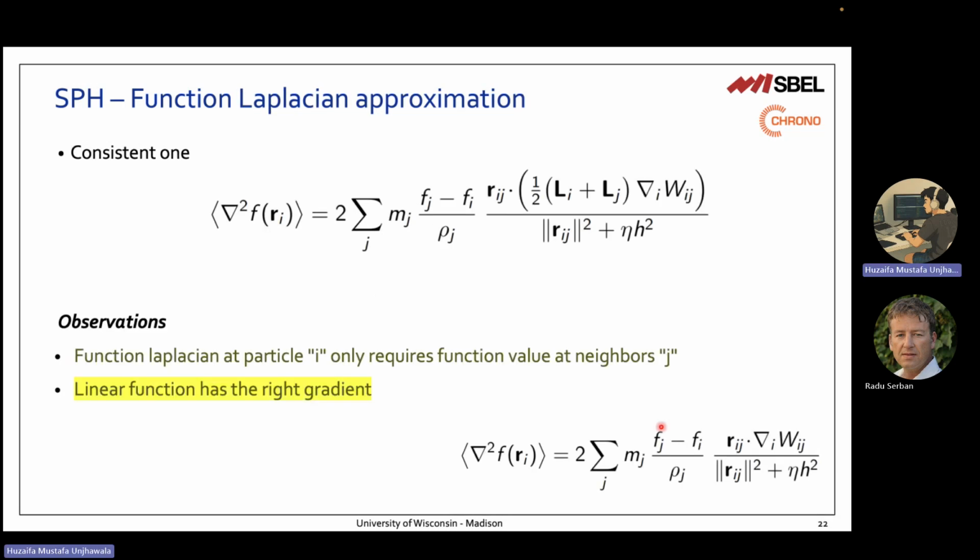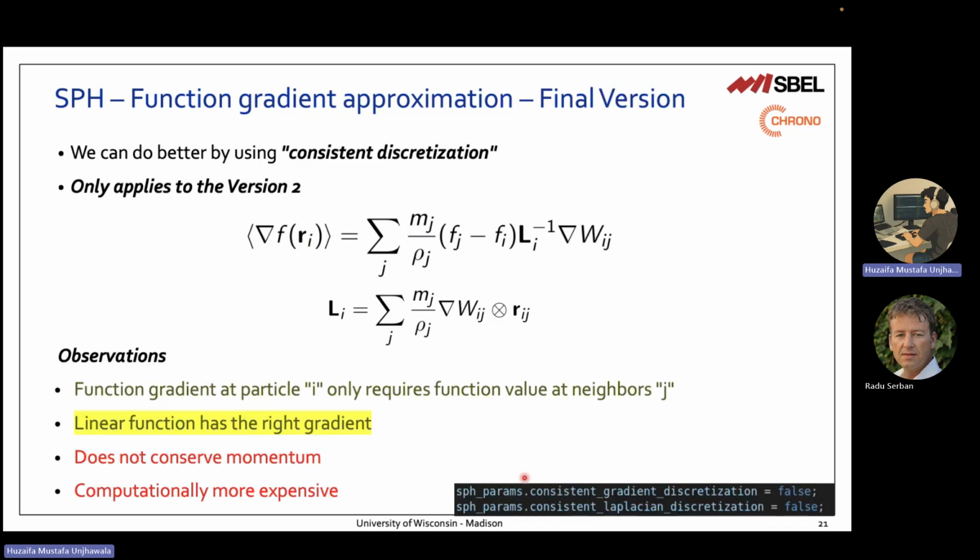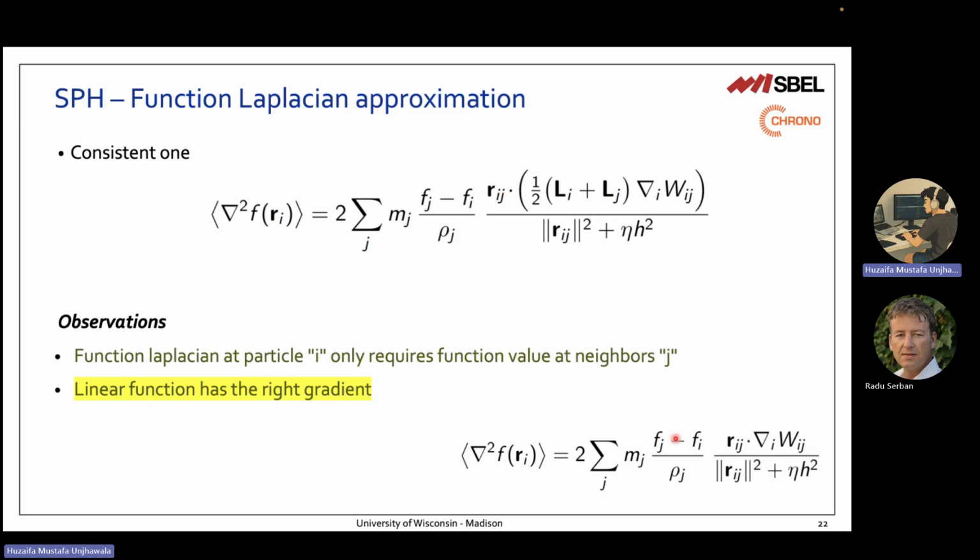Same story for the Laplacian. You can have a constant discretization in that case as well. That gives the accurate Laplacian for a linear function. You can switch this to on. Over here, as you can see, there are two options: constant gradient discretization, which is for this gradient, and constant Laplacian discretization, which is for this. You switch them to on. Again, you'll get more accurate gradient operators, but you'll lose out on computational speed.